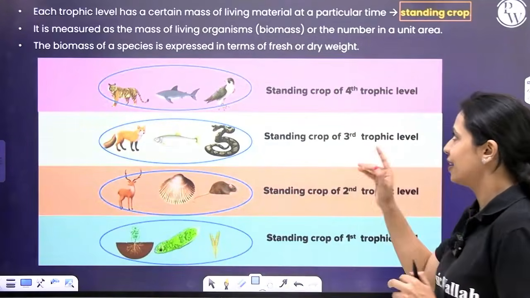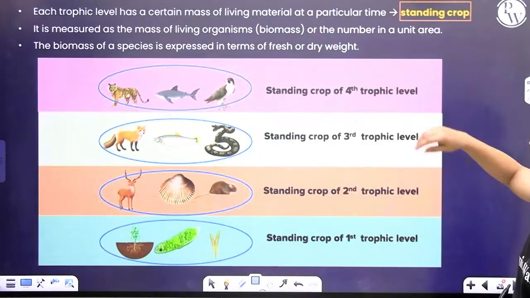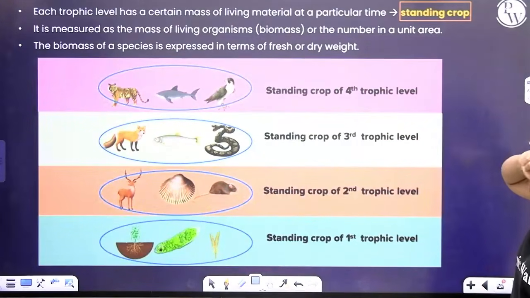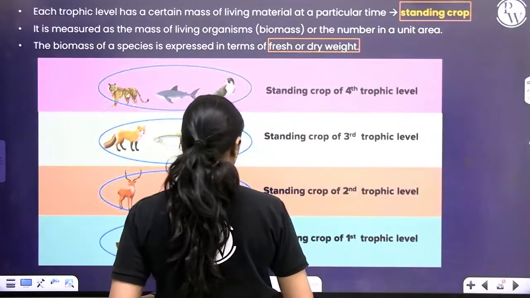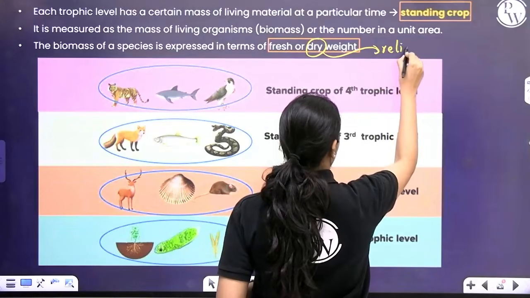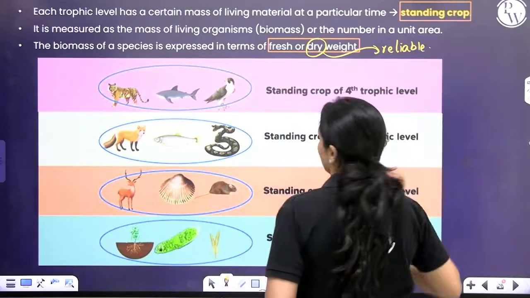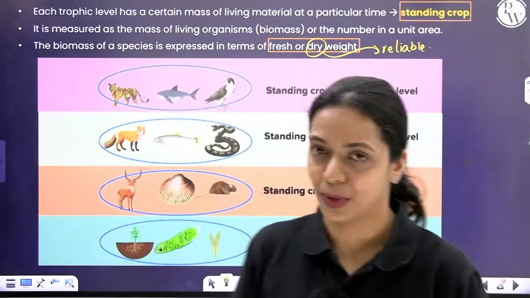It is measured as the mass of living organisms or biomass, or even in terms of number. The biomass is expressed either in terms of fresh weight or in terms of dry weight. Dry weight is more reliable, more accurate, because fresh weight includes water weight and that varies according to the environment.